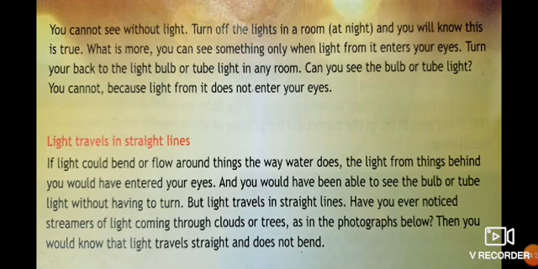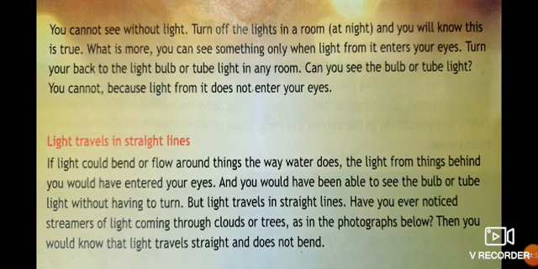Light travels in straight line. How does light travel? We'll see. If light could bend or flow around things the way water does, the light from things behind you would have entered your eyes, and you would have been able to see the bulb or tube light without having to turn. But light travels in straight lines.